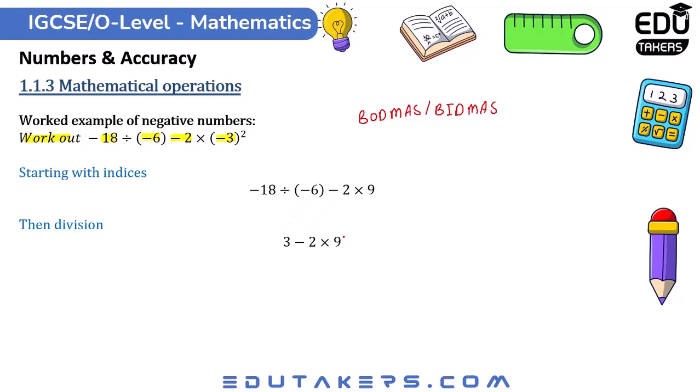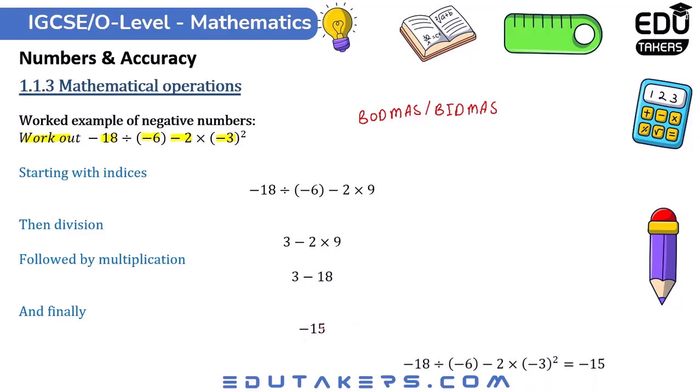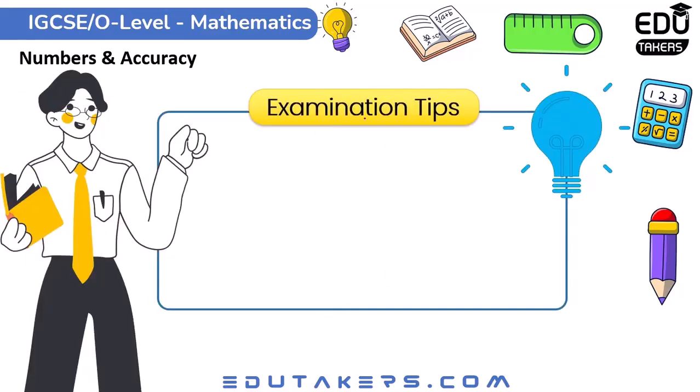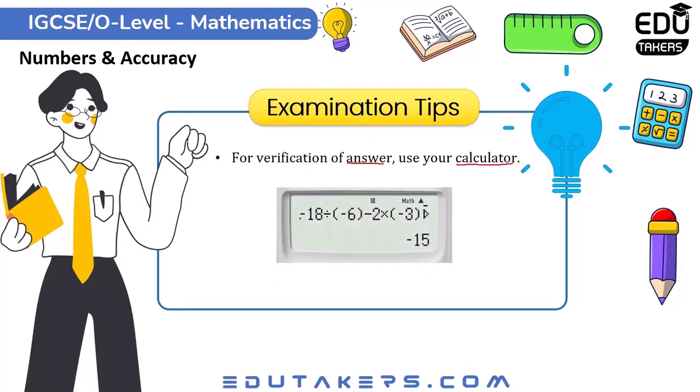3 minus 2 multiplied by 9. Now we will multiply it. So 9 times 2. Here 2 is negative and 9 is positive, so the result will be negative. 3 minus 18. And now 3 minus 18 will be minus 15. Examination tip: for verification of your answer, use your calculator. Put all the values in your calculator and the result will be negative 15. You can verify your answer by using your calculator.